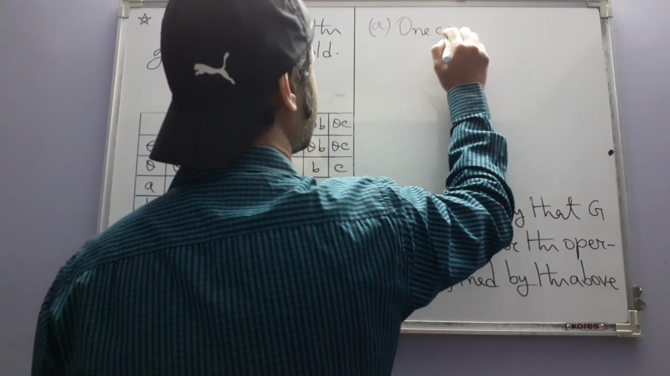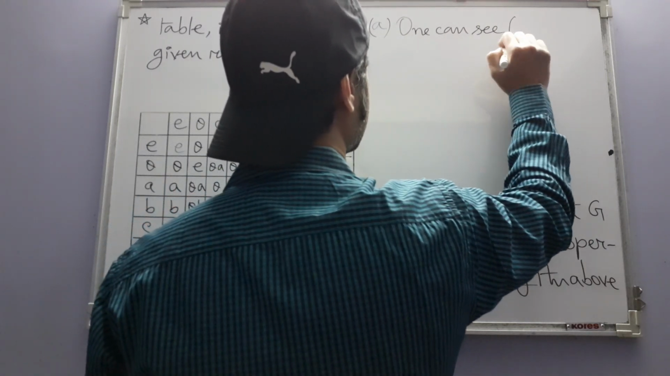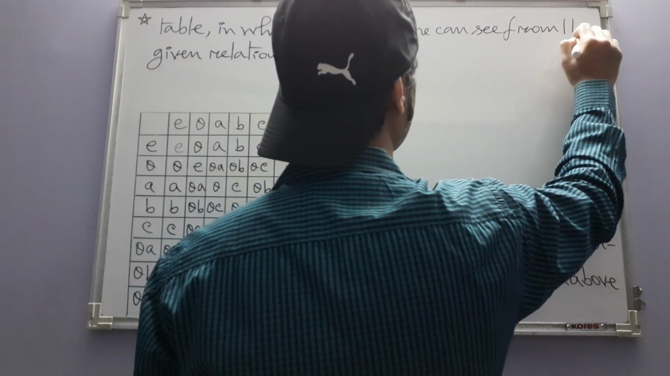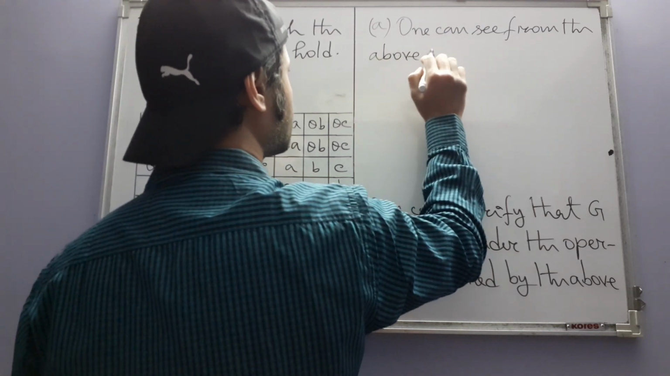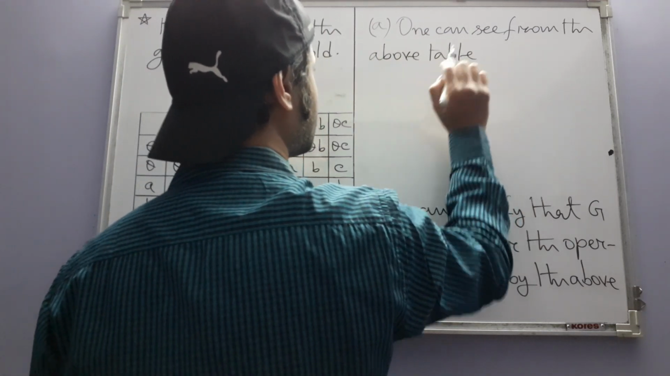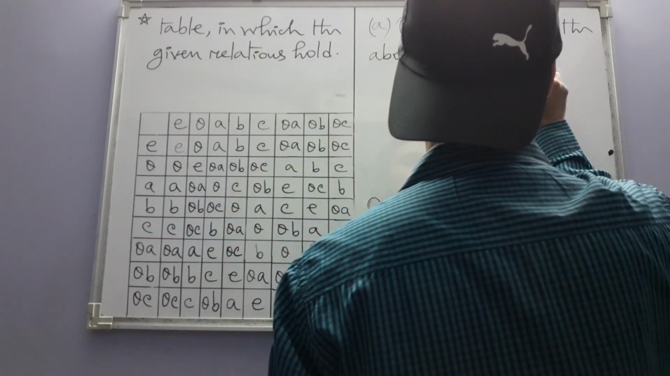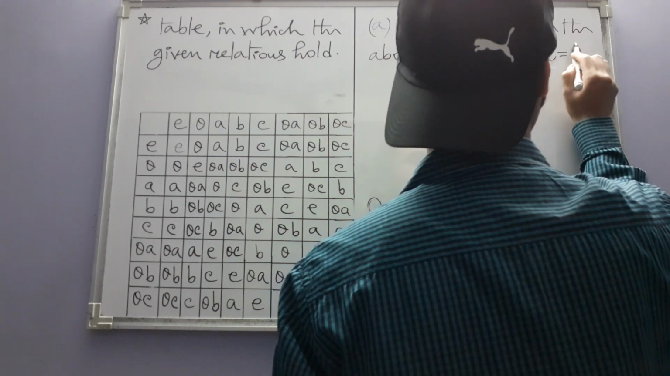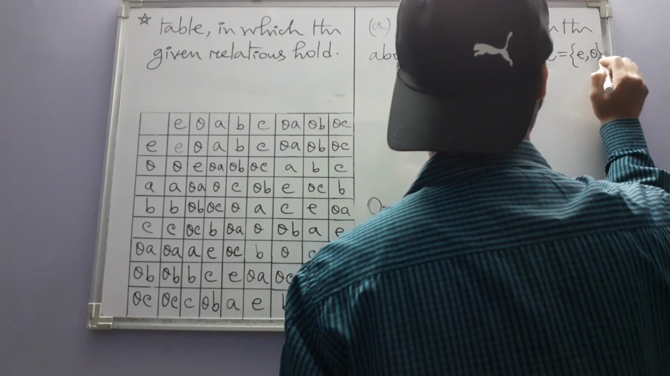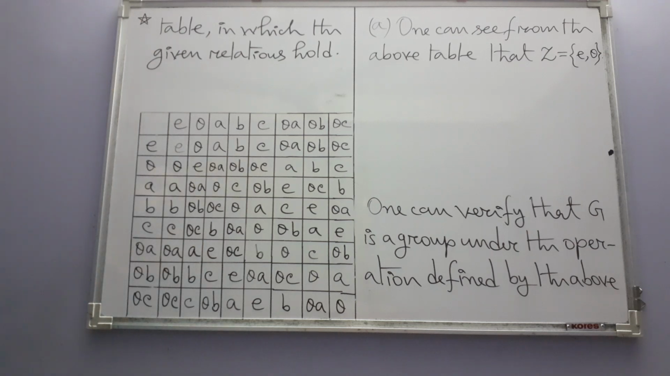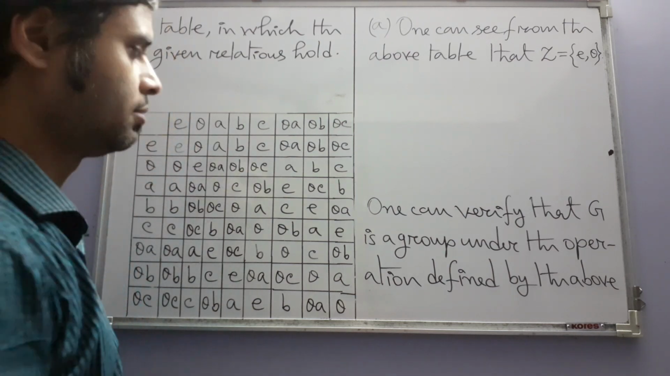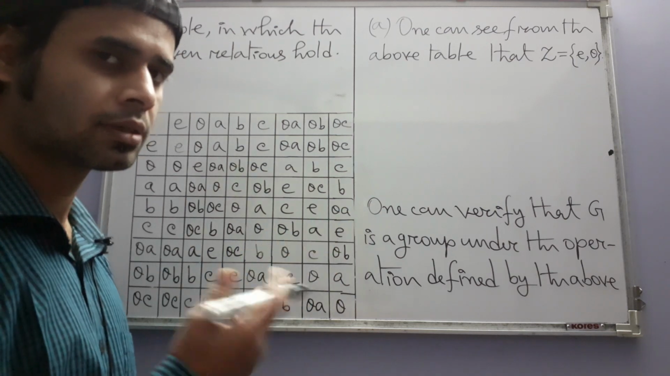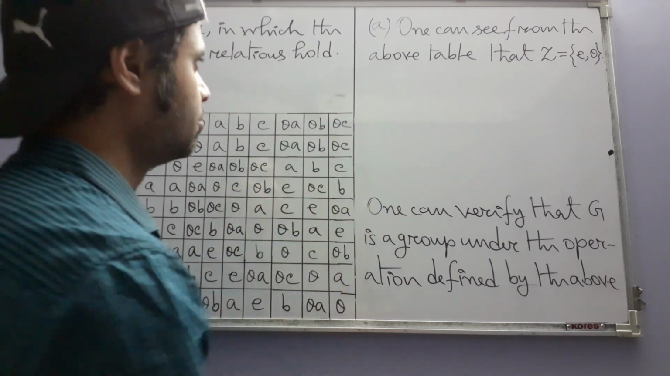One can see from the above table that the center is what is being claimed. Okay, so that is part A, and it's not a very computationally heavy task or anything. Just like how I described how one can show that the center is this, you can show.